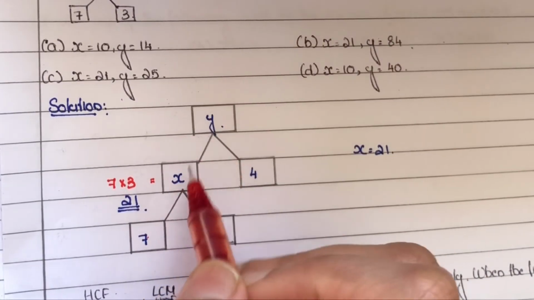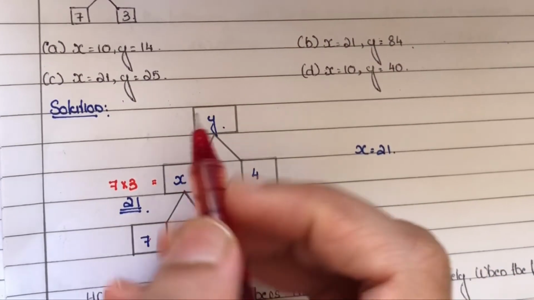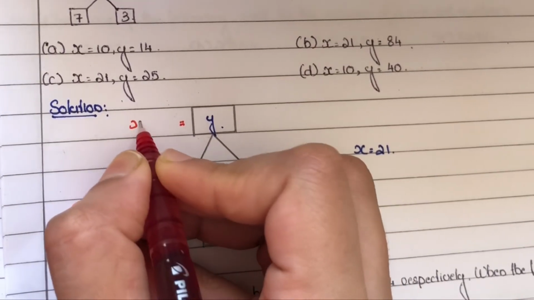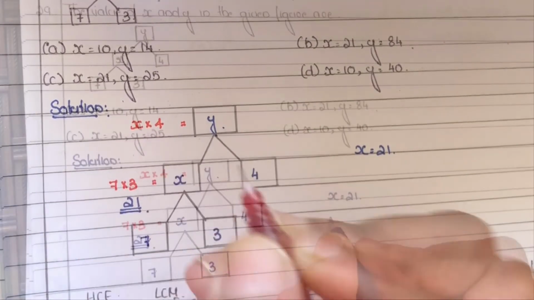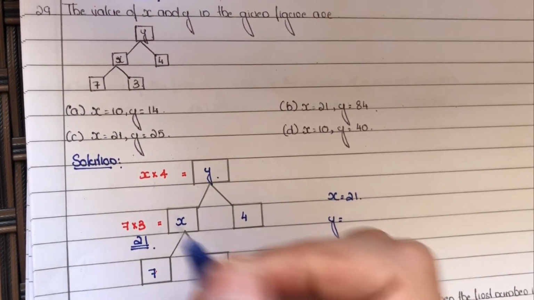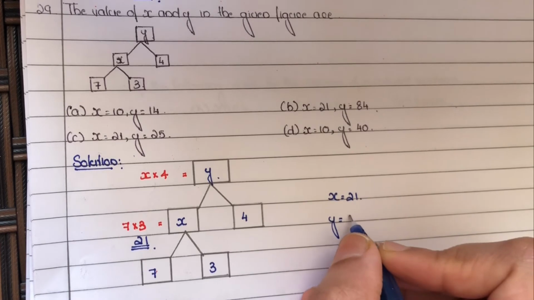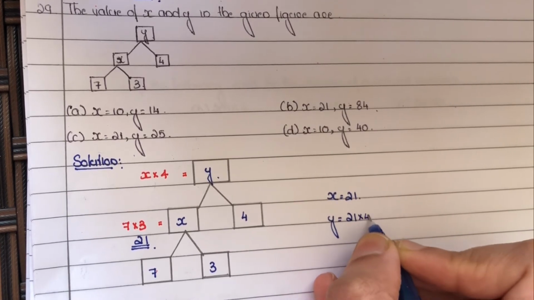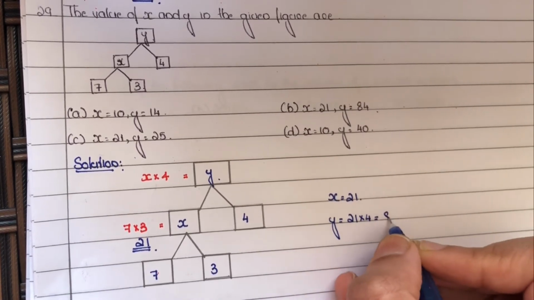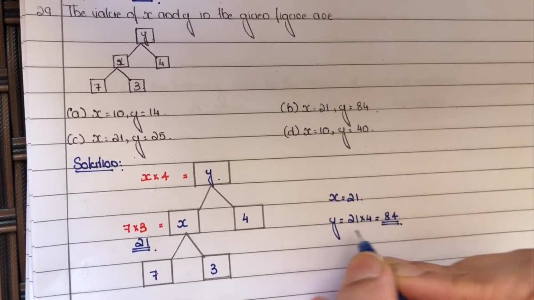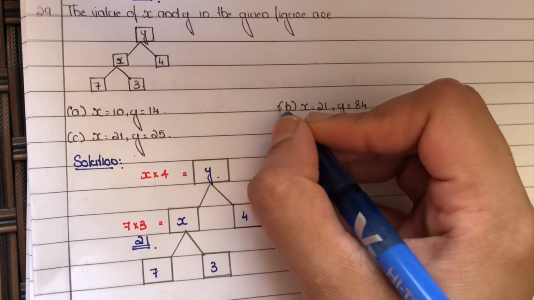Next, y splits into x and 4. So y is equal to x × 4. X is 21, so 21 × 4, that is 84. So x equals 21 and y is equal to 84. Option B.